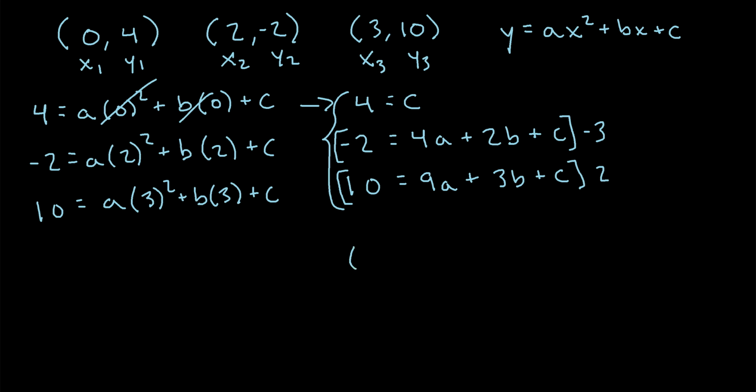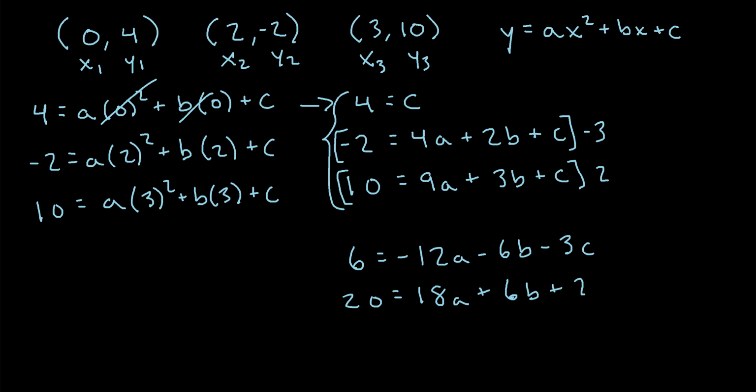So if we do that, we'll write it down here. -2 times -3 is 6. It's equal to -3 times 4a, which is -12a. 2b times -3 is -6b. Then we have -3c. And then the second equation will get 2 times 10, that's 20. It's equal to 9a times 2, which is 18a. 3b times 2 is 6b. And then 2 times c is plus 2c.